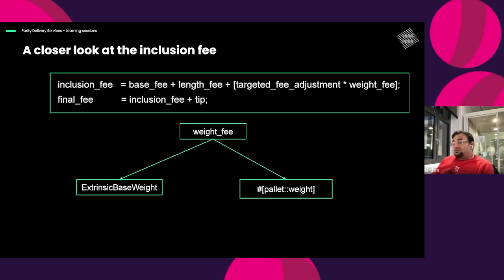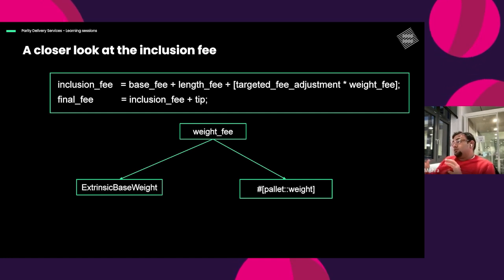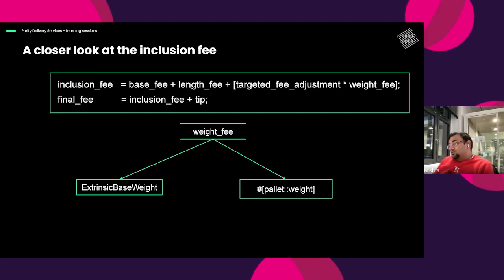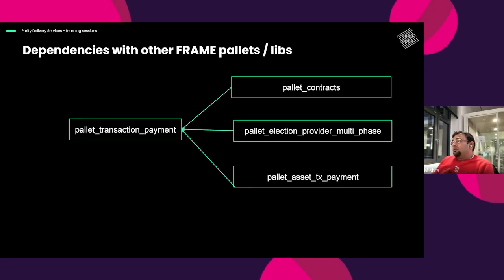And just one important thing there: the sender of a particular extrinsic is charged this inclusion fee before the extrinsic is invoked, and the fee is deducted from the sender's balance, even if the transaction fails upon execution.